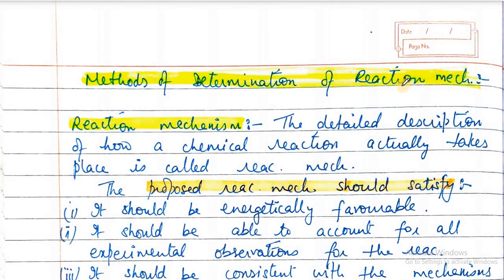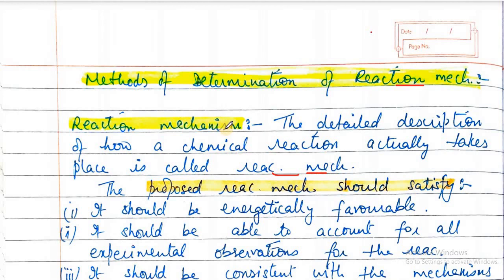So we will start with, what is reaction mechanism? The detailed description of how a chemical reaction actually takes place is called reaction mechanism. So what is the reaction mechanism? It is the detailed description of a reaction.